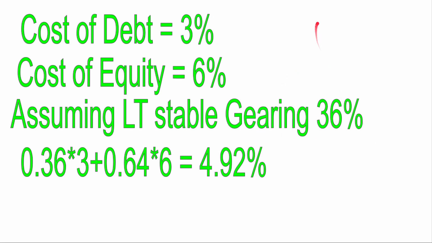So assuming these three factors, the cost of capital for the REIT should be around 36% times 3 plus 64% times 6, therefore 4.92%. A stable gearing of 36% just means that out of 100% of assets, 36% of it should be funded through debt, and the rest, meaning 64%, through equity. Therefore, it comes out of this kind of a formula.